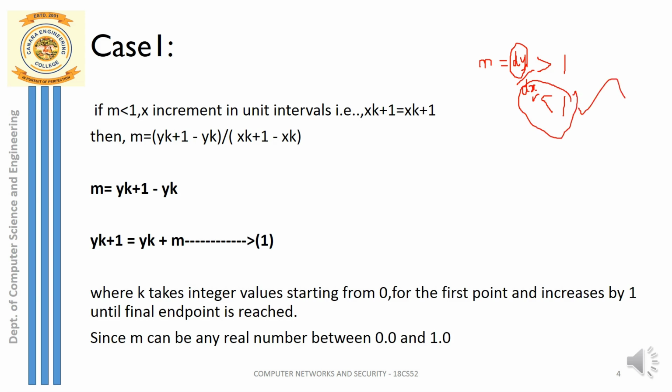So what is that case? If the slope is less than 1. When will it be less than 1? When change in x is greater than change in y. In that case, my slope equation would be m is equal to y suffix k plus 1 minus y suffix k, divided by x suffix k plus 1 minus x suffix k. And what am I supposed to do over there? You're supposed to increment x. So my x coordinate, in order to plot a particular point, would be the previous x coordinate plus 1. That means increment the x coordinate.